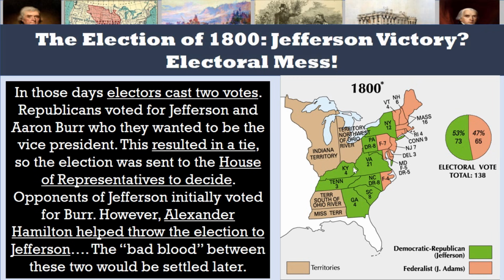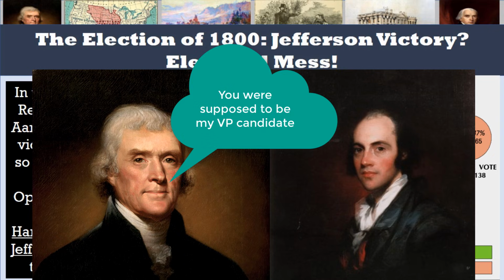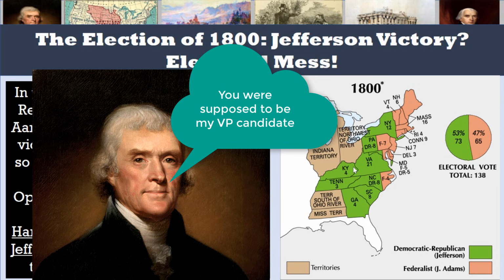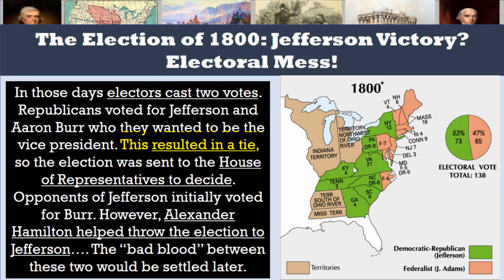The election of 1800 was an electoral mess. In those days, electors cast two votes. Republicans voted for Jefferson and their vice presidential candidate, a senator named Aaron Burr. When one of the electors forgot to throw out his vote for Burr, it resulted in a tie, sending the election to the House of Representatives to decide.